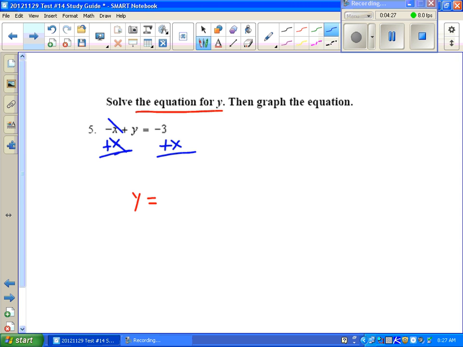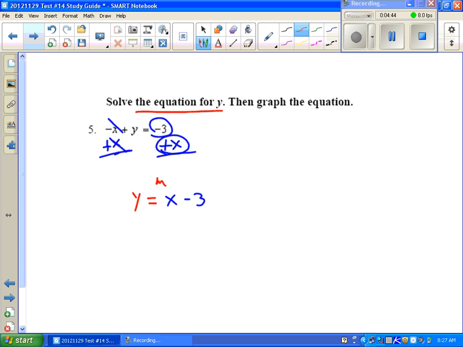All it can be done is put next to it. So if we want to put it in y equals mx plus b form, we would put it as positive x, -3, because this is a positive x and this is a -3. So now we have y equals mx plus b, but notice that m is not shown.